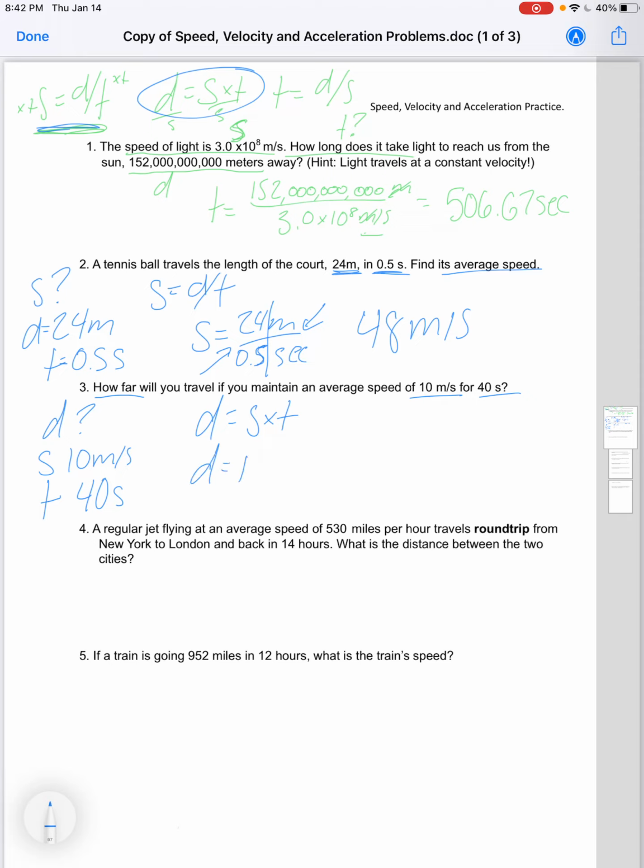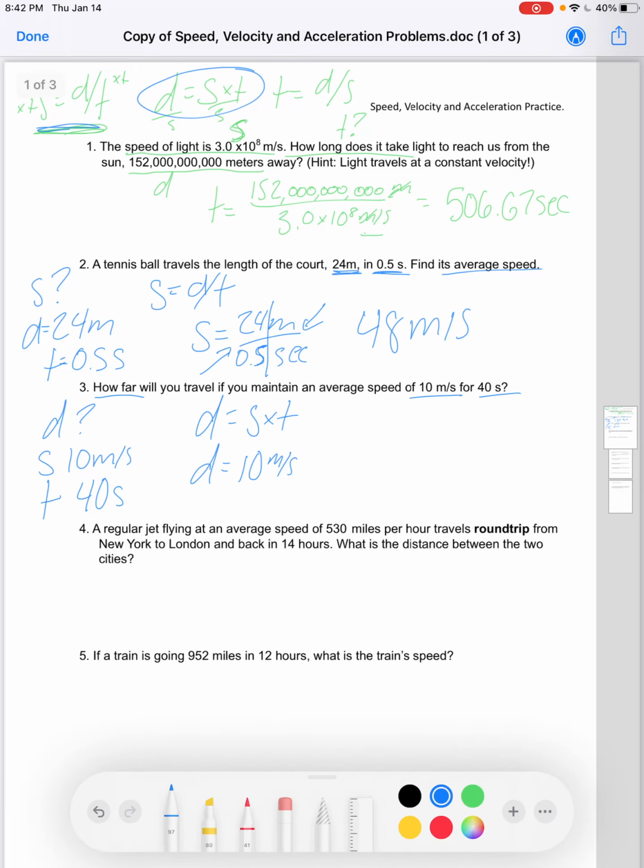So distance equals 10 meters per second. Actually, I'm going to draw it like this. So this seconds right here is on the top, and this second right here is on the bottom. So that's going to cancel each other out. So my distance is going to be 400 meters.